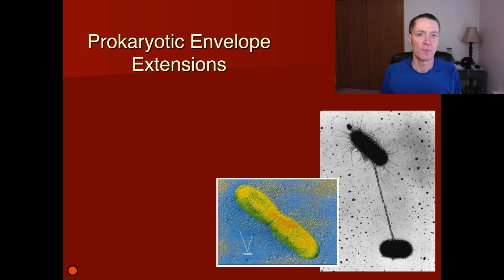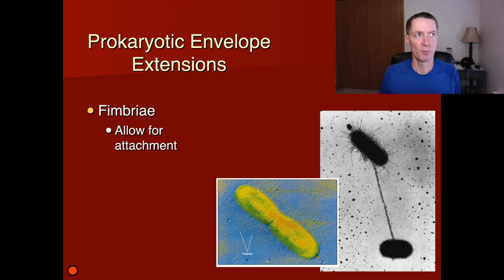Now the last envelope extensions, or a couple of different ones that I wanted to mention here. These extensions can allow for attachment. One example would be fimbriae. You might have heard of fimbriae in anatomy: the end of the fallopian tubes had these finger-like projections that shrouded that end of the fallopian tube around the ovary for the pickup of a released egg. Here the fimbriae are again finger-like projections, but they look nothing like the end of a fallopian tube.